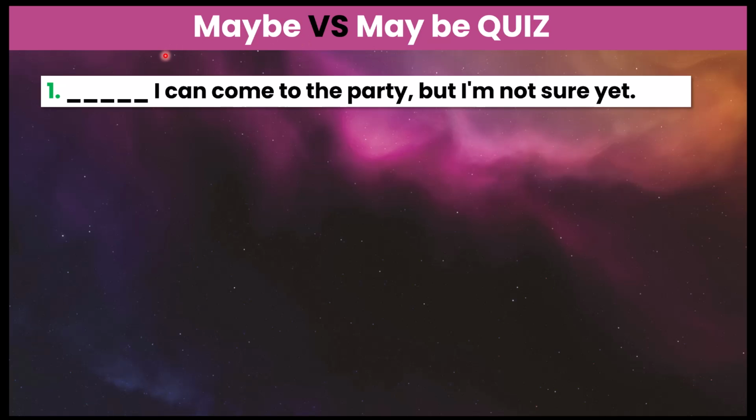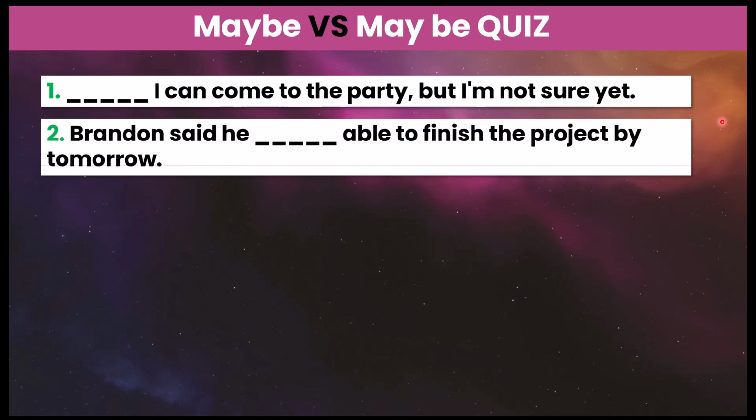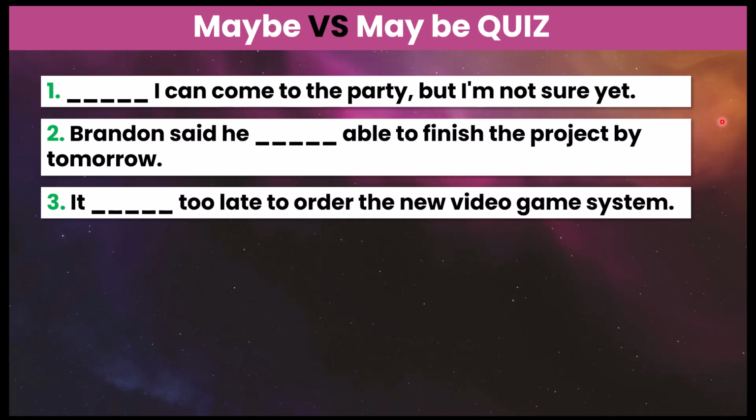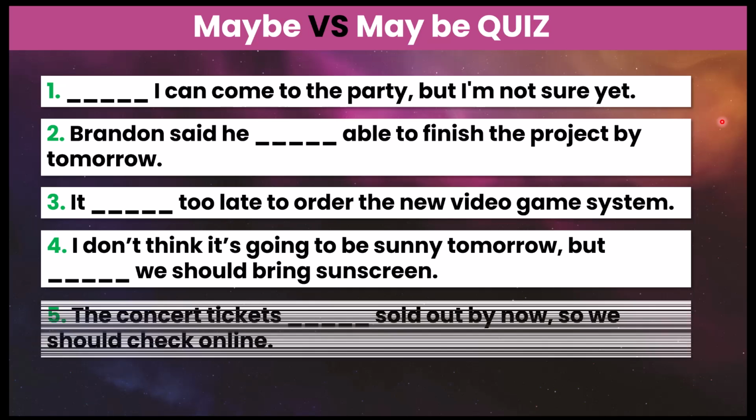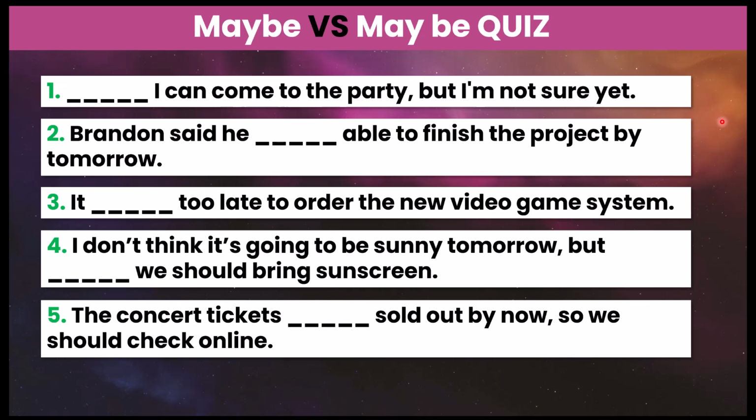Number 1, I can come to the party, but I'm not sure yet. 2, Brandon said he able to finish the project by tomorrow. Number 3, it too late to order the new video game system. Number 4, I don't think it's going to be sunny tomorrow, but we should bring sunscreen. And finally, number 5, the concert tickets sold out by now, so we should check online.